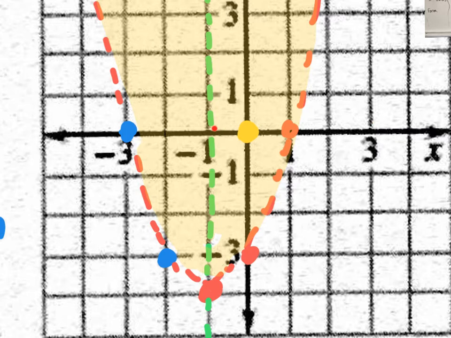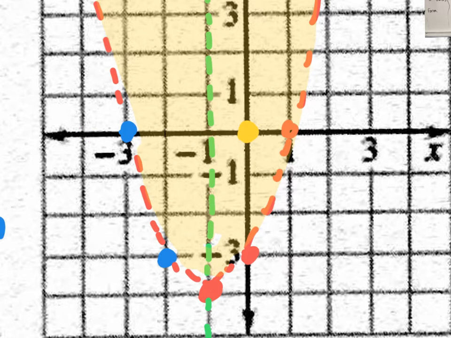Now, where are the answers at? Are they in here? Yes. That's why it's highlighted. You shaded in the inside. The answers are in here. Are they out here? No. Are they out here? No. So if I test a point like negative 4, it's not going to work. If I test a point like negative 1, it's going to work.